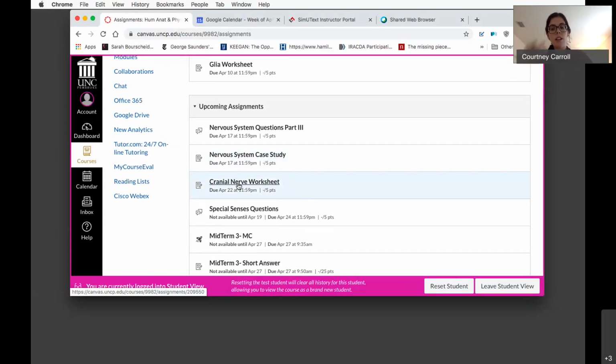It's just a list of the 12 cranial nerves, their name, and their function. So again, what they're called, what they do. Remember to include in the function whether it's a sensory, motor, or both sensory and motor fibers together.